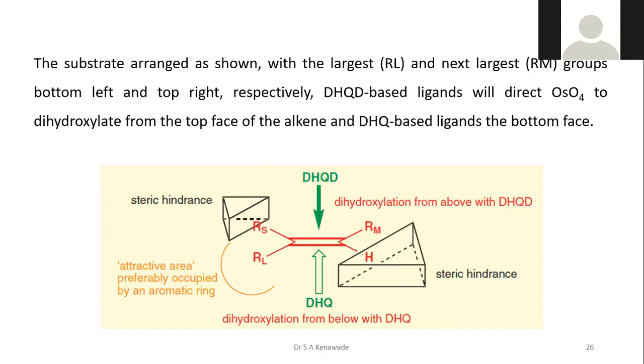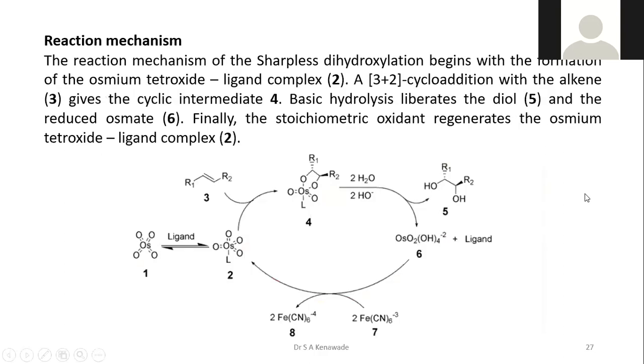Then the mechanism, in short. Here is the alkene, a trisubstituted alkene with R large, R small, and R. Then DHQD will attack from the top side of the alkene, and DHQ will attack from the bottom side, so that OH group formation takes place below the plane when you use DHQ, and above the plane from the top face when you use DHQD. This is the actual mechanism of the reaction.